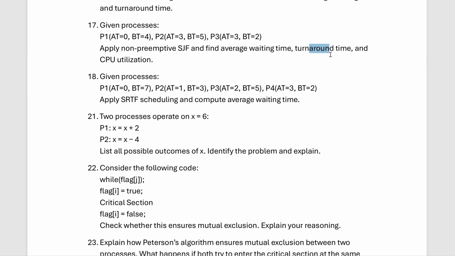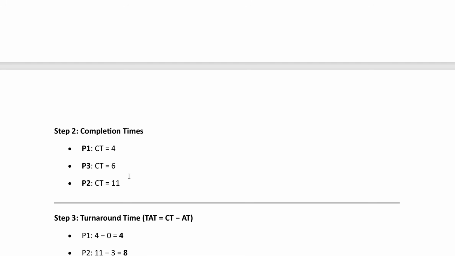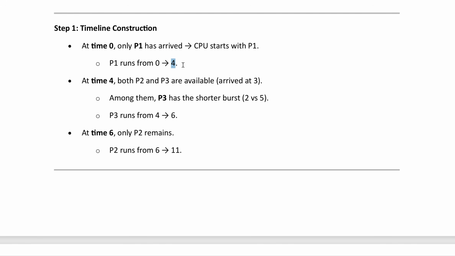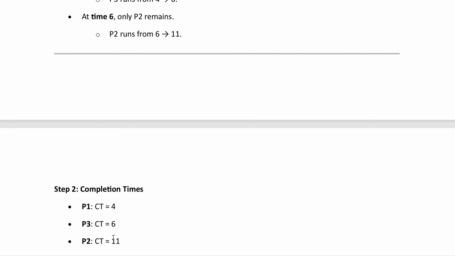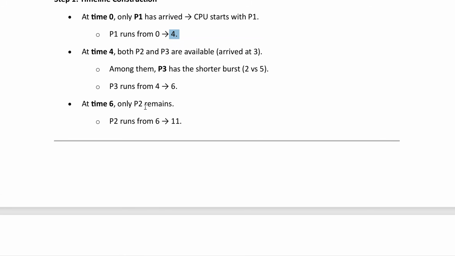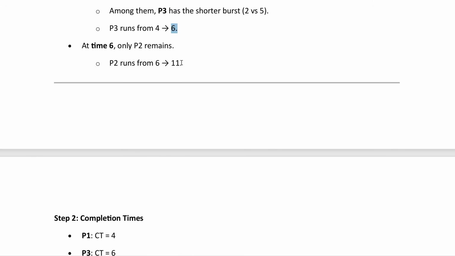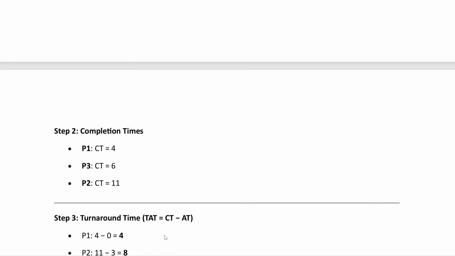So you know already, for computing the turnaround time we need the completion time, because the formula for turnaround time is completion time minus arrival time. So P1 completes at 4. As you can see here, completion time for P1 is 4. Then P3 completes at time 6. Completion time for P3 is 6. P2 completes at 11. Right?